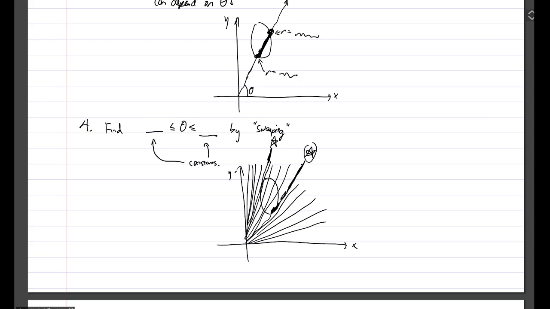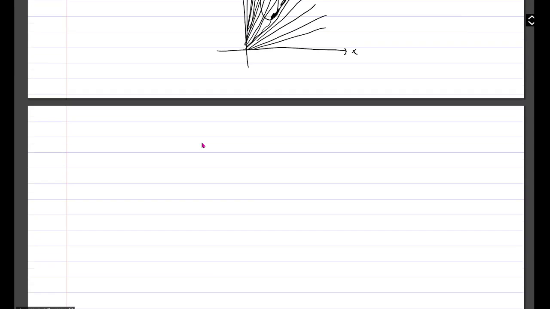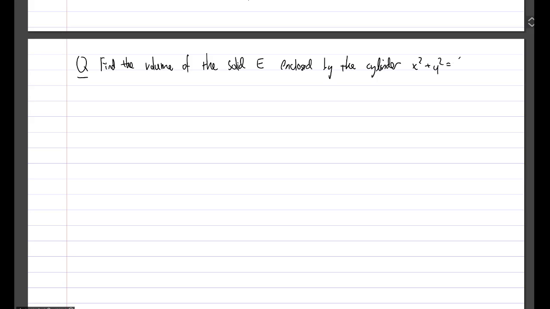All right, let's actually try this process. Let's just do a full example here. I'd like to find the volume of the solid. Let's name the solid E, enclosed by the cylinder x² + y² = 4. Okay, so a radius 2 cylinder, right? Bounded above by the paraboloid.